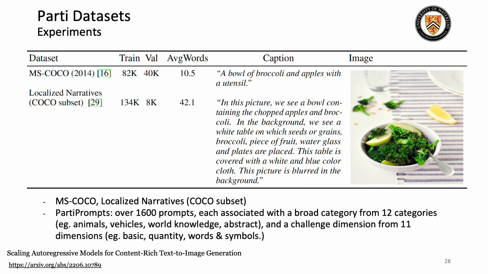The datasets used for evaluations are the MS COCO dataset and the COCO subset of the Localized Narratives dataset. The Localized Narratives dataset has much more detailed prompts as seen here. Then the authors also developed PartiPrompts, which is a set of over 1,600 prompts, with each prompt associated with a broad category from 12 categories, for example, animals, vehicles, world knowledge, and abstract, and a challenge dimension from 11 dimensions, for example, basic, quantity, words, or symbols.